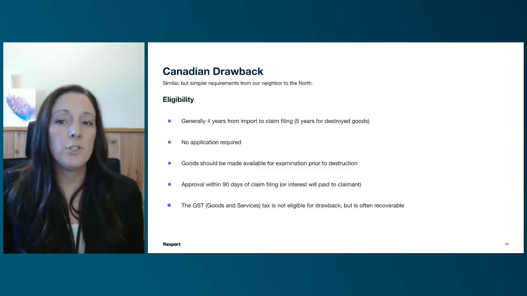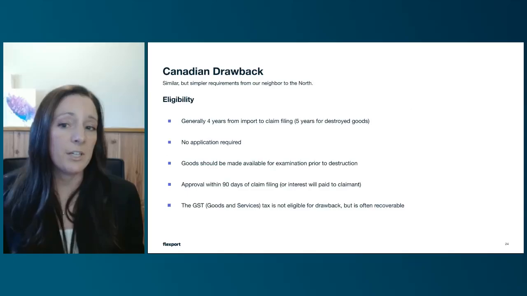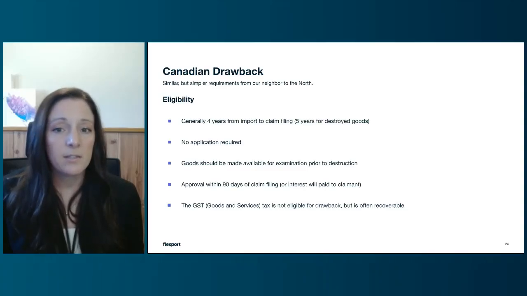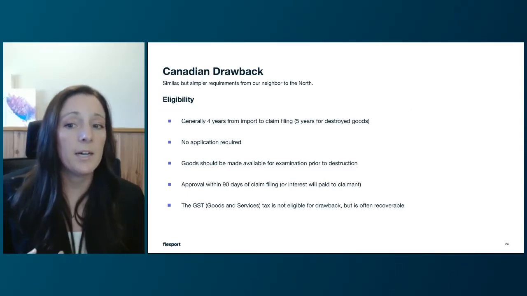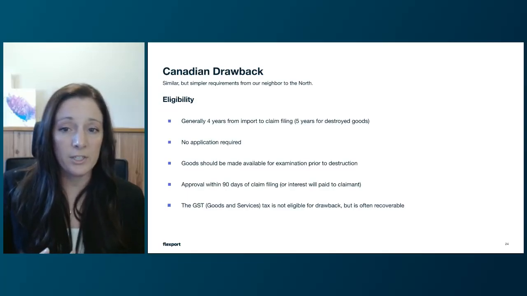While I don't want to spend too much time on Canadian drawback, this is a great cost-saving service you may want to take advantage of if you qualify. So the basics, they're very similar to US drawback, but it's even simpler. We can claim 4 years from date of import to claim filing, 5 years for destroyed goods.